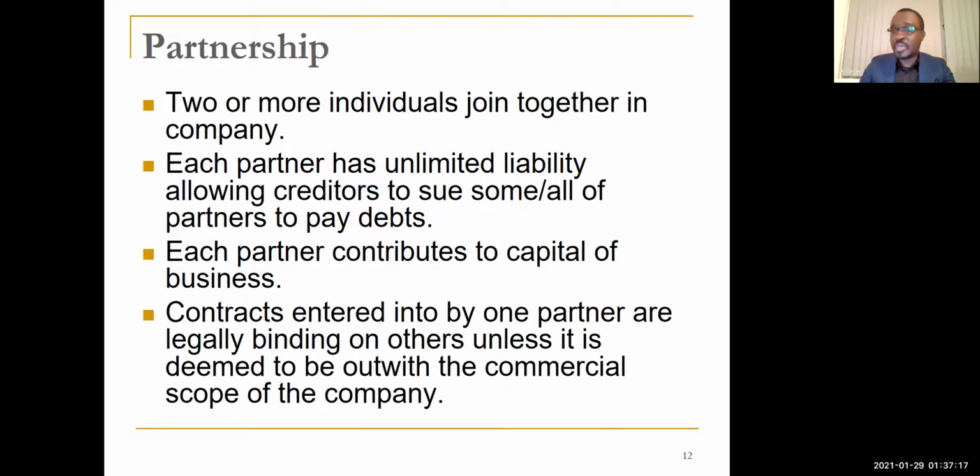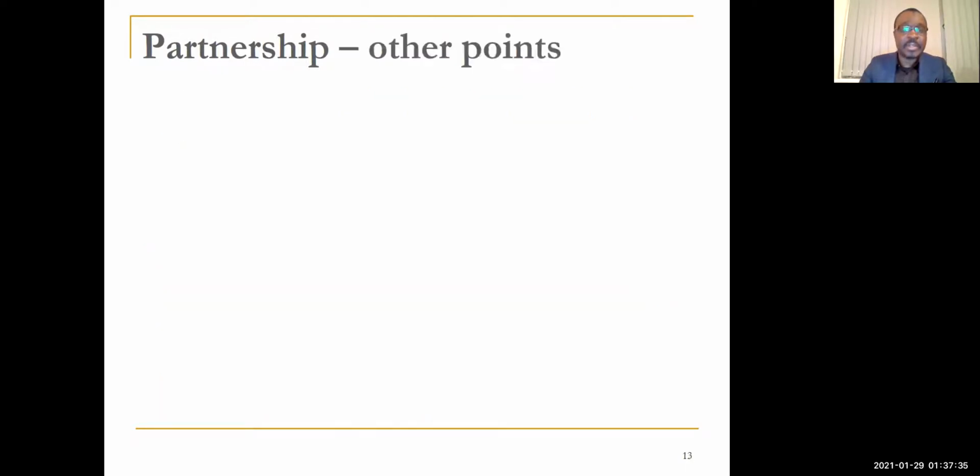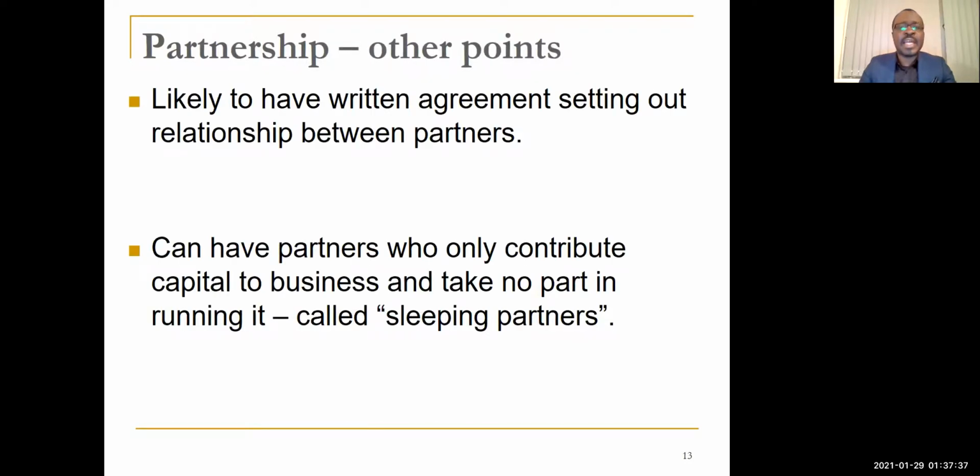Each partner will contribute a capital so that the business will survive. Sometimes people don't contribute capital, but they contribute their skill to the partnership, and it is also considered as part of their contribution. Like I said, legal documents are available to ensure that they operate within the Partnership Act. Okay. Partnerships are likely to have written, set out, laid down procedures to ensure we all work so that we will achieve a purpose.